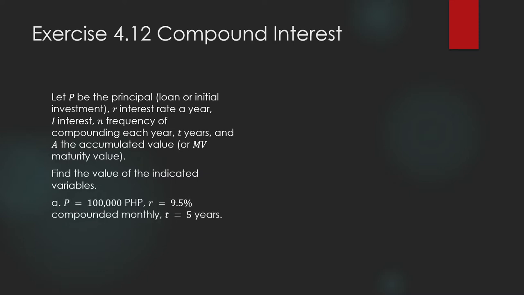The principal is 100,000 pesos. The rate of interest is 9.5% and it is compounded monthly. T is equal to 5 years. Find the accumulated value and interest after 5 years. So this is our solution.